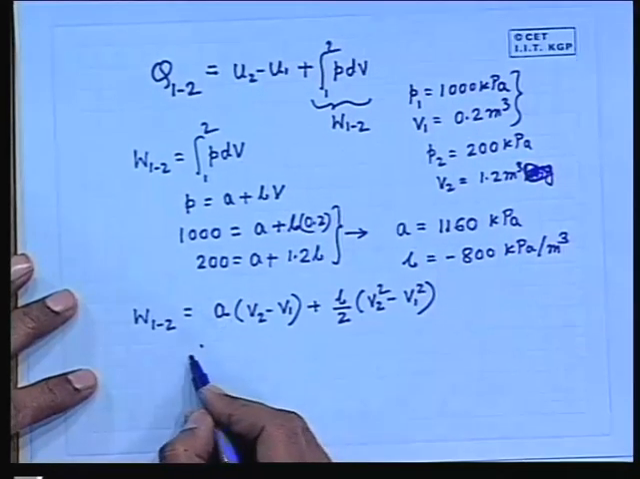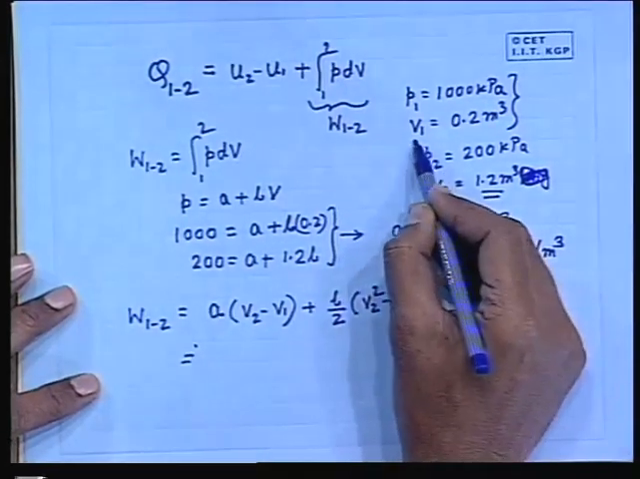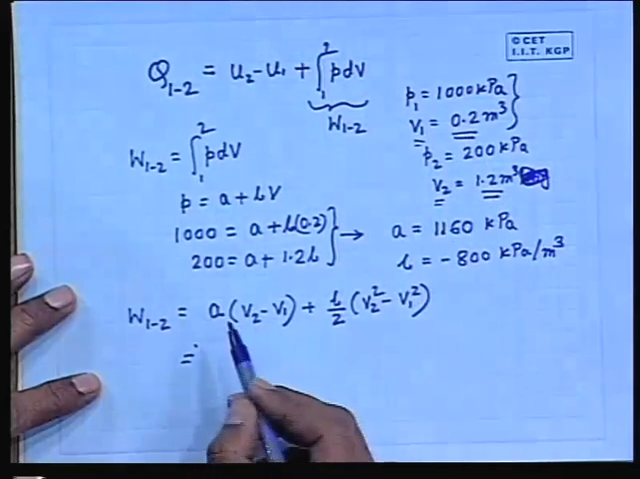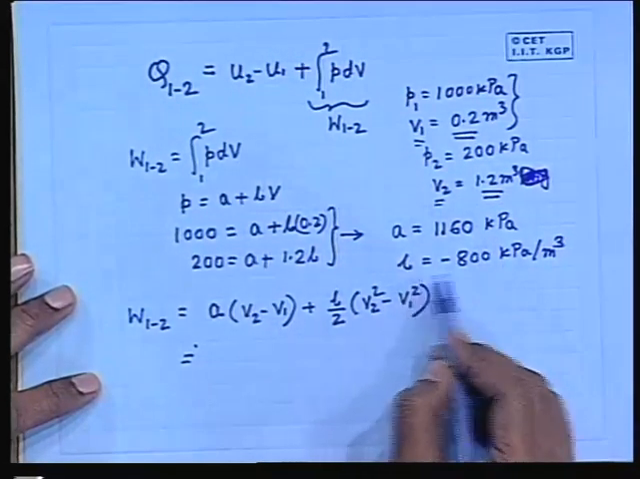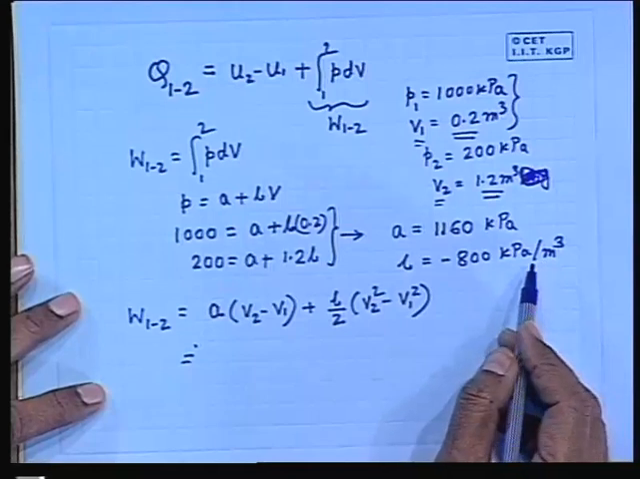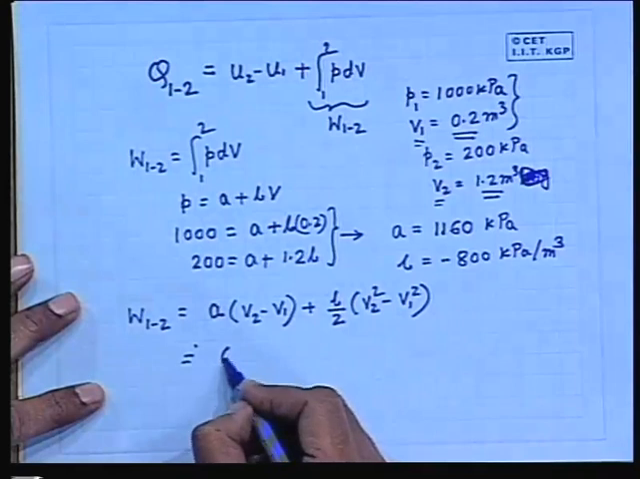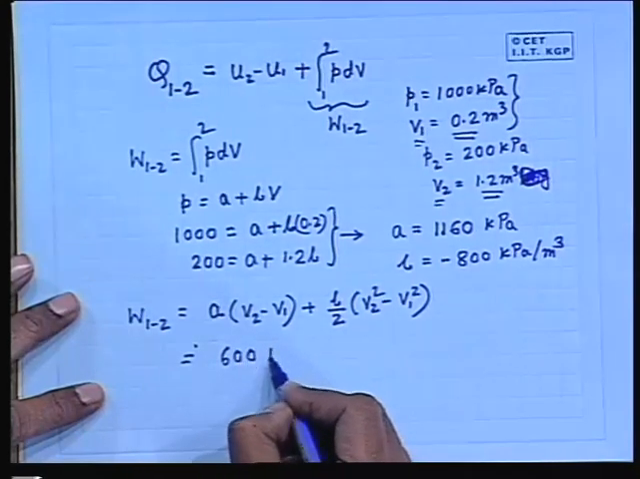Well, so now we have got the values: V2 is 1.2 meter cube, V1 is 0.2 meter cube, A in kilopascals and B in kilopascals per meter cube. So if you substitute these values, you get the value of W as 600 kilojoule.